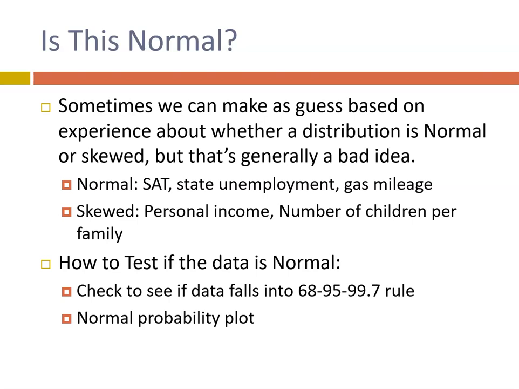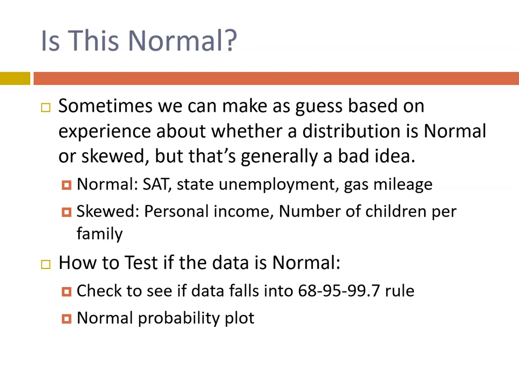So typically, things that could be normally distributed: SAT scores, state unemployment rates, gas mileage for your personal vehicle, right? Data that's going to be generally skewed: personal income for Americans, number of children per family, that's generally going to be skewed, probably skewed to the right. So you can kind of have this guess, but you don't want to just guess because you can't use these normal strategies unless you have more evidence.